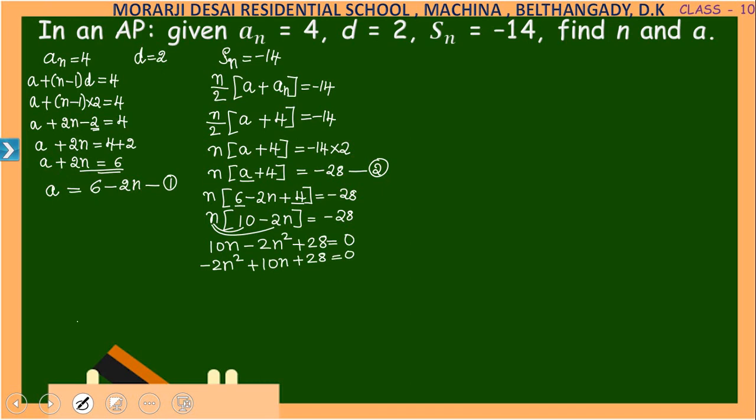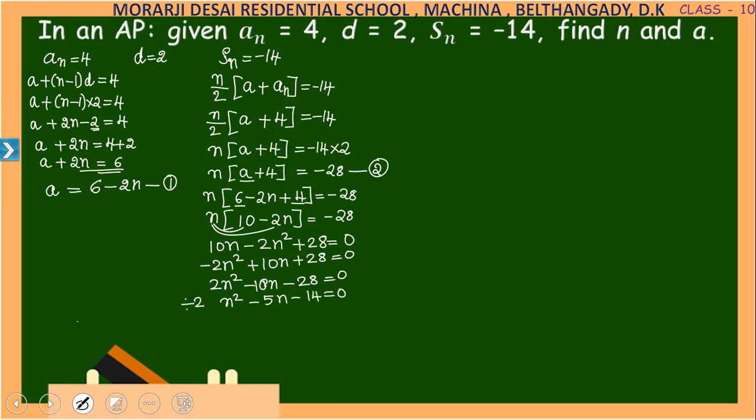Now change the sign, because in the first term only we got negative. Change the sign of all the terms. 2n square plus 10n becomes minus 10n, plus 28 becomes minus 28 is equal to 0. Now divide by 2 for all the terms. That is n square minus 5n minus 14 is equal to 0.